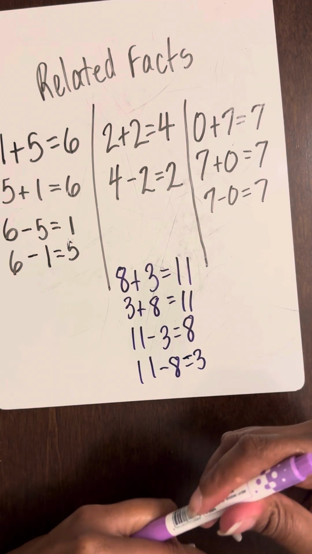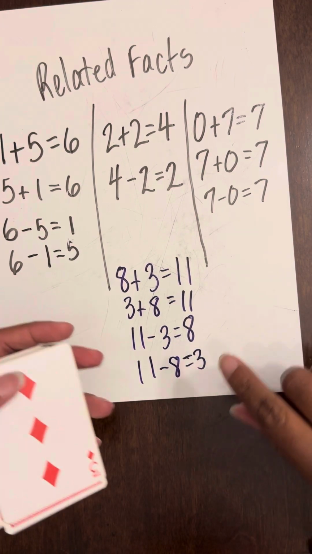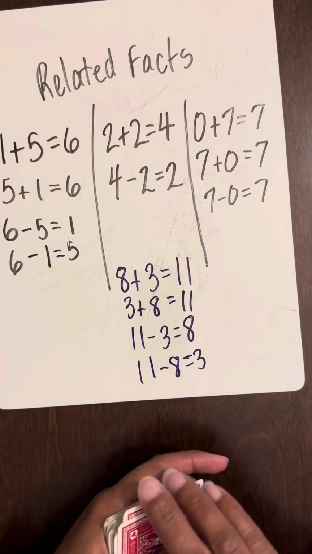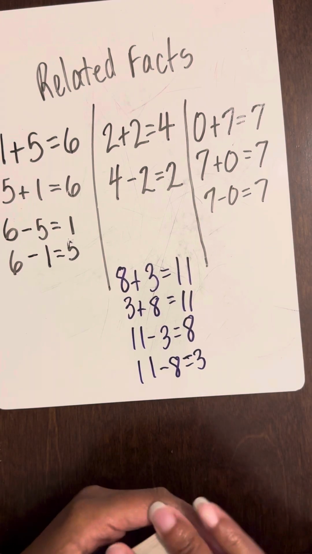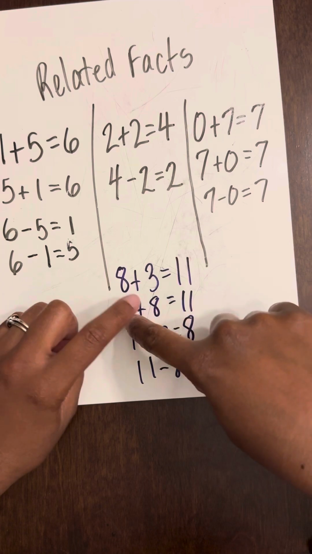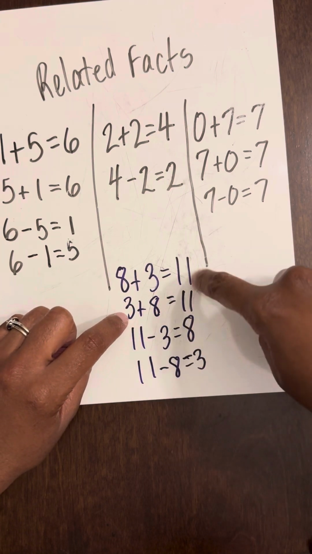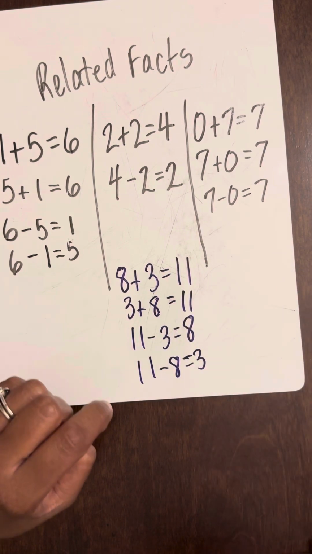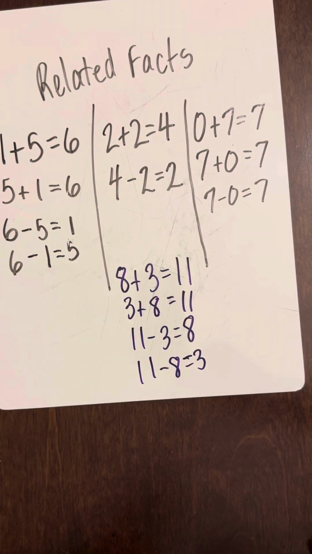The goal is that students will start to see that these numbers work together and that they don't have to solve a brand new problem. If I see the add-ins 8 and 3, even if it's flipped around, the answer is still the same, okay? It's a way for them to see their number relationships.